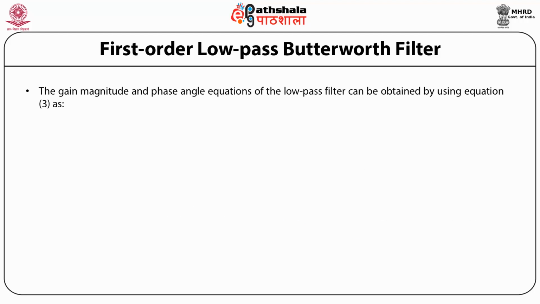The gain magnitude and phase angle equations of the low pass filter can be obtained from the equation for the ratio of output to input voltage as modulus of V0 by Vin is equal to AF divided by the square root of 1 plus the square of f divided by fH. The phase phi is equal to minus tan inverse of f divided by fH.